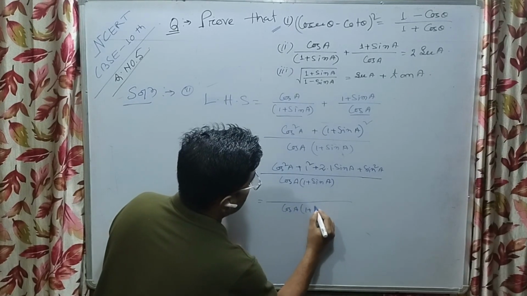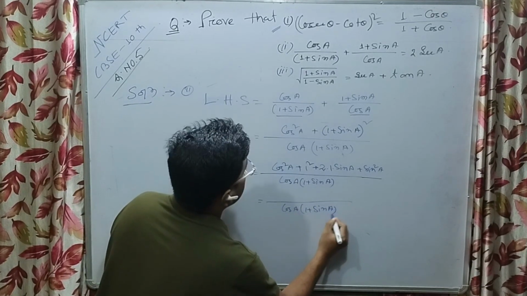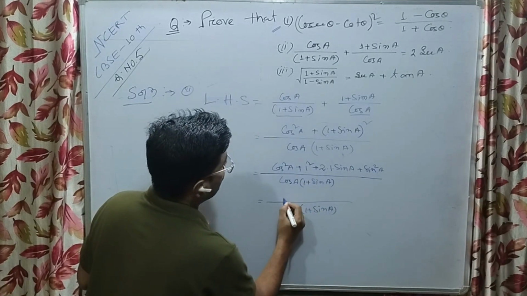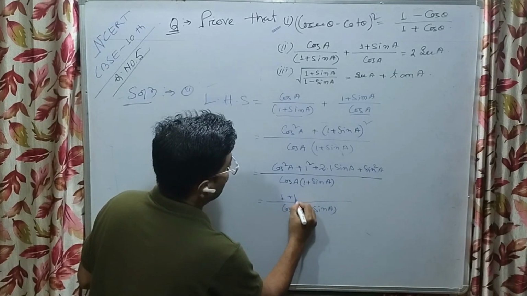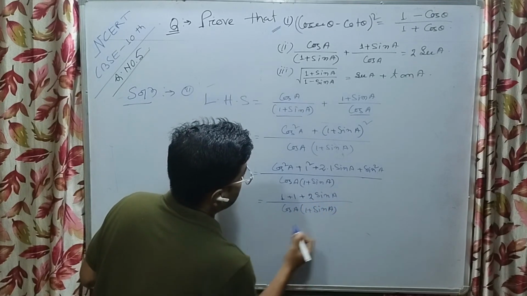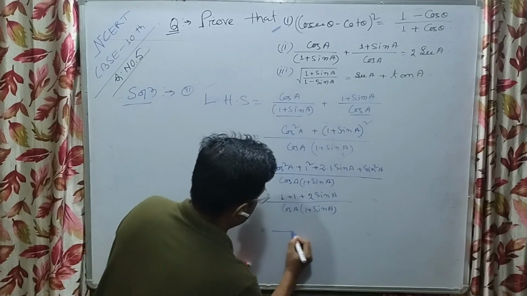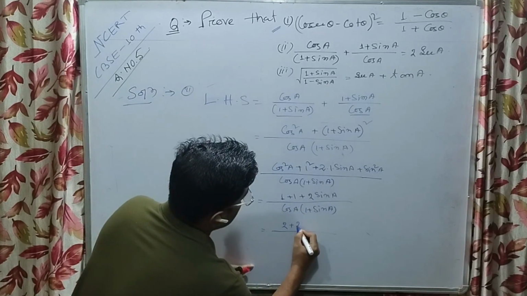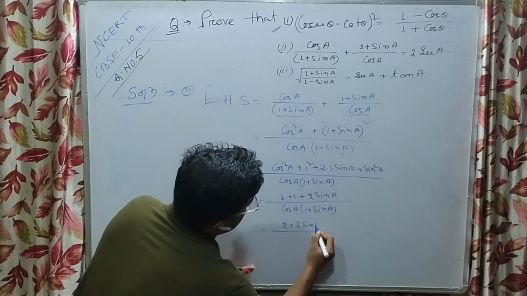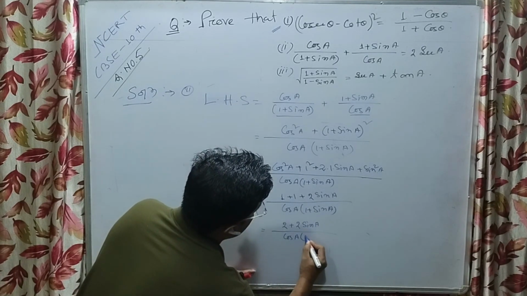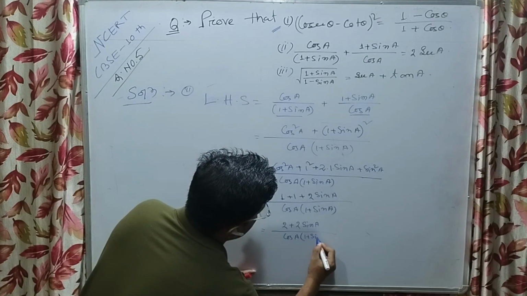Cos A into 1 plus sin A. Sin square A plus cos square A is equal to what? 1. So 1 plus 1 plus twice sin A. 1 plus 1 is 2, plus 2 sin A, by cos A into 1 plus sin A.